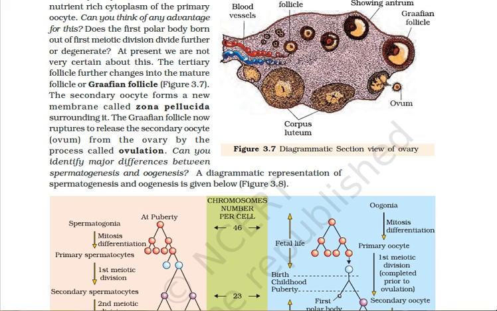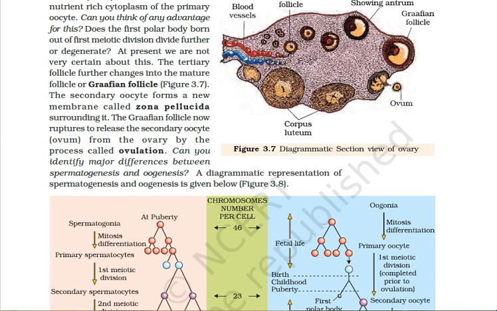And this primary oocyte within the tertiary follicle grows and undergoes the first meiotic division, forming a large secondary oocyte and a small first polar body. It retains the bulk of nutrient-rich cytoplasm of the primary oocyte. The tertiary follicle further changes into the mature follicle or the Graafian follicle.